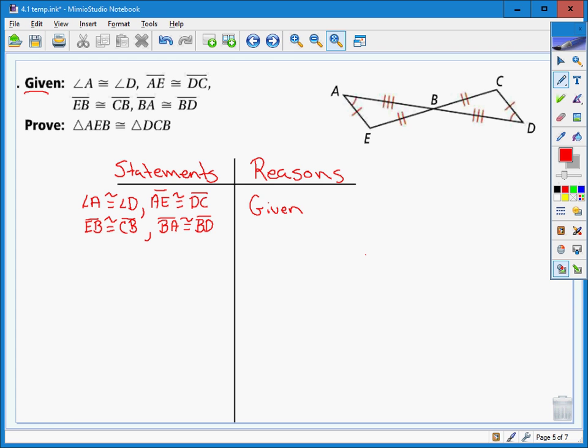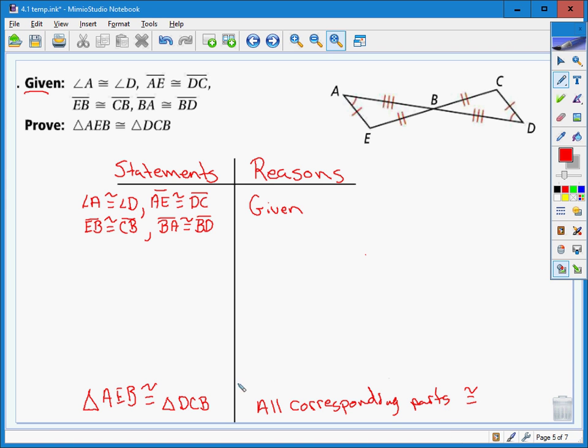At this point, the only way that I can state that these two triangles are congruent, and please don't put it right here, I'm going to slide all the way down here. There's going to be a couple more steps in between. The only way that I can state that these two triangles are congruent would be to state that all of their corresponding parts are congruent.